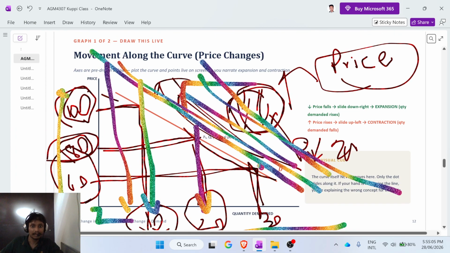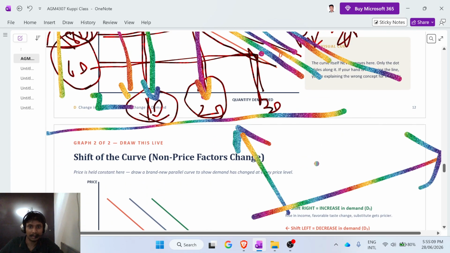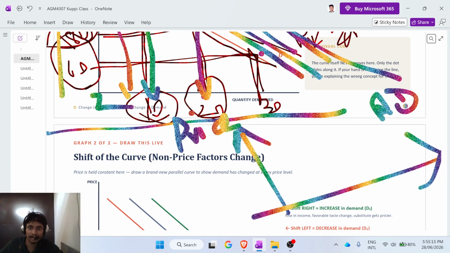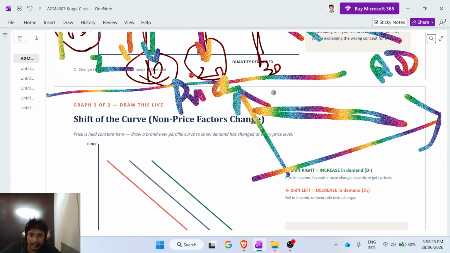10. Now we consider the y-axis as price and the x-axis as quantity demanded. Now the graph is the same. It's a graph. Now we consider it this way. If we go this way, the price is decreasing. This is quantity demanded.